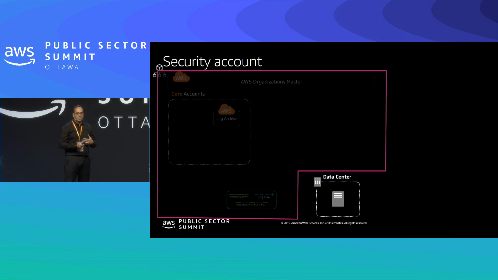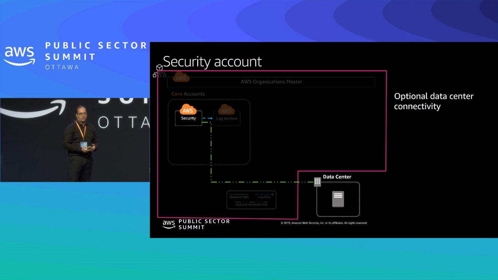We talk about the next, the security account. Let's add that to the set of core accounts. And it will have a log file sent. We saw the blue line render. That means that security logs are getting sent to the log archive account.